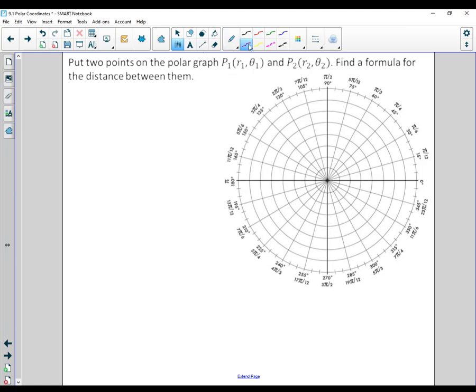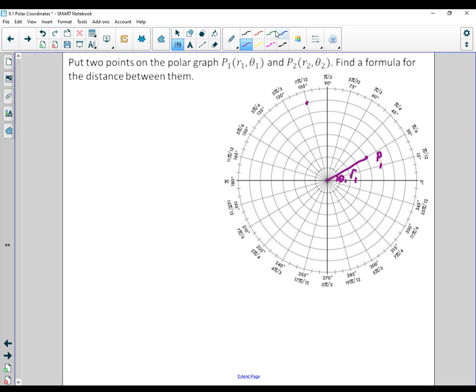So it tells me to put 2 points on the polar graph. So I'm just gonna make 2 random ones. I don't know, this one, and let's do this one. Why not? Right? And so let's make this P1. So that has distance R1, right? So that's R1. And this angle here is theta1.